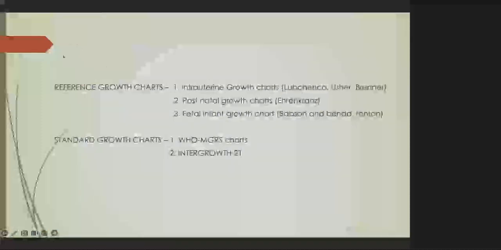So answering the next part, the reference growth charts can be intrauterine, postnatal, and fetal-infant growth charts. Intrauterine, some names you should know are Lubchenco and Brenner. Postnatal is the Ehrenkranz, and fetal-infant growth charts are Babson and Benda. And the Fenton chart has been formed from the Babson and Benda study. And the growth standards are the WHO charts and the Intergrowth 21.